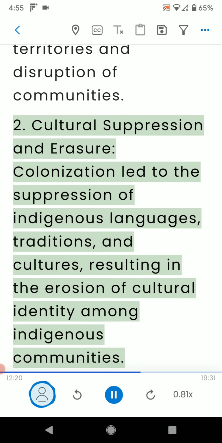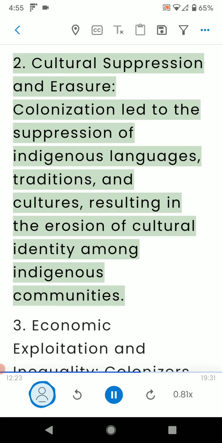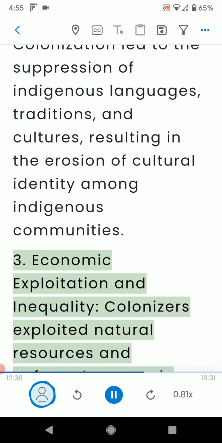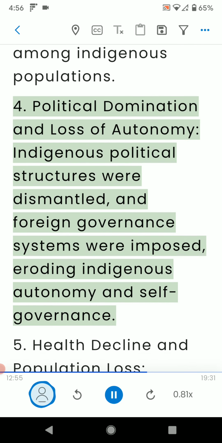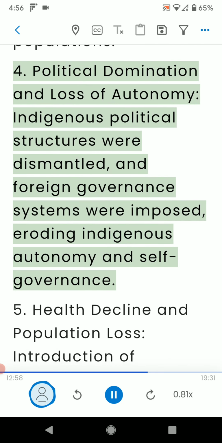2. Cultural suppression and erasure. Colonization led to the suppression of indigenous languages, traditions, and cultures, resulting in the erosion of cultural identity among indigenous communities. 3. Economic exploitation and inequality. Colonizers exploited natural resources and enforced economic systems that led to disparities and poverty among indigenous populations. 4. Political domination and loss of autonomy. Indigenous political structures were dismantled, and foreign governance systems were imposed, eroding indigenous autonomy and self-governance.